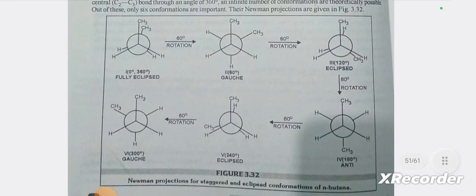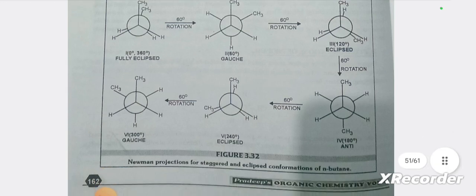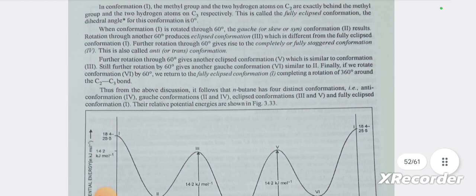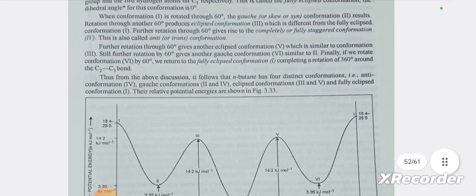Fully eclipsed, gauche, eclipsed, anti. In conformation first, the methyl group and the two hydrogen atoms on C2 are exactly behind the methyl group and the two hydrogen atoms on the carbon 3 respectively. This is called the fully eclipsed conformation. The dihedral angle for this conformation is 0 degrees. When the conformation is rotated through an angle of 60 degrees, the gauche or skew conformation results.